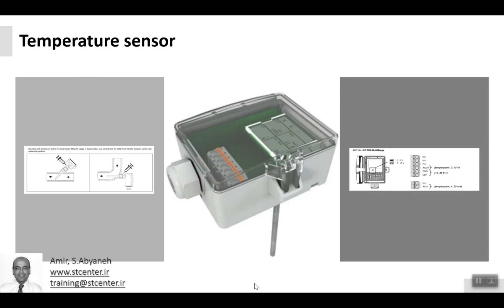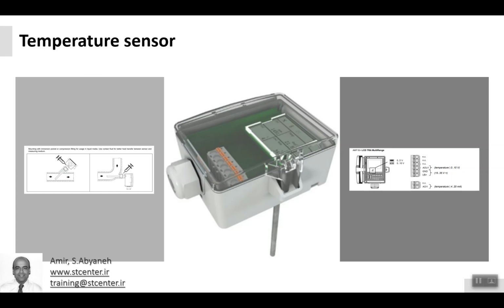This is the type of sensor we are going to use to control and monitor the chiller, as we already talked about. This is an immersion temperature sensor. You can see in the left picture the direction of the installation. We should follow the rules. And about the wiring on the right side, it depends on the sensors.